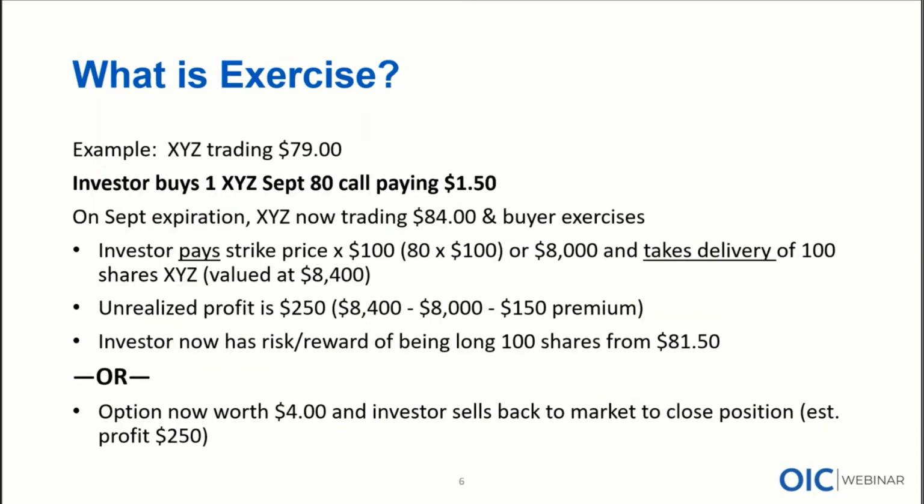Let's look at an example of how this would play out. Exercise, and what the cash exchange is going to be.